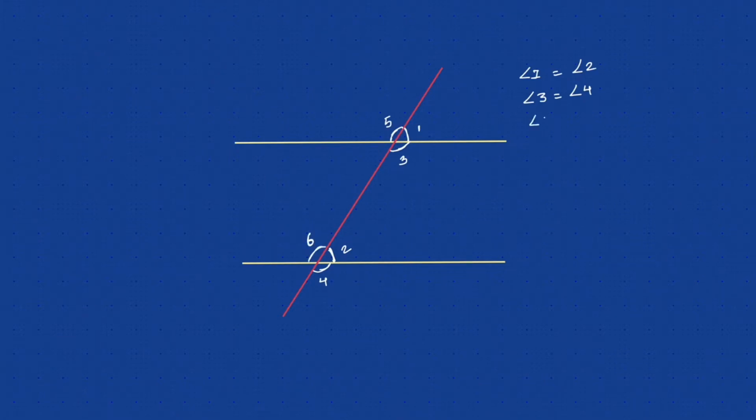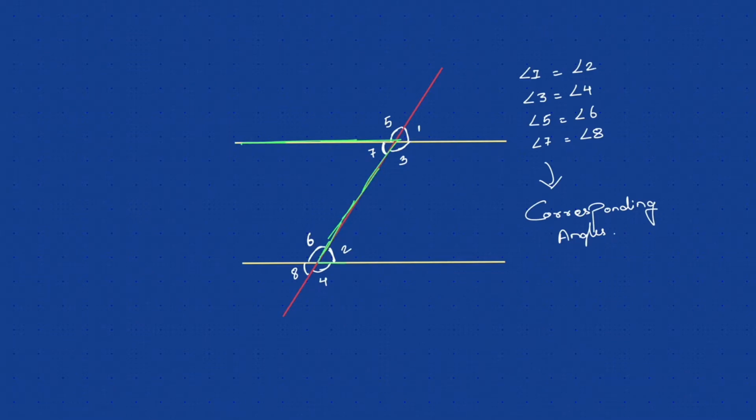Similarly, just like 1 and 2, 5 will be equal to 6. And just like 3 and 4, 7 will be equal to 8. This will always happen when there are two parallel lines and I draw one transversal line. What are they called? Why are they equal? They are called corresponding angles, something that we learned in school. So if two parallel lines are drawn and one transversal line is drawn, these angles will always be equal.